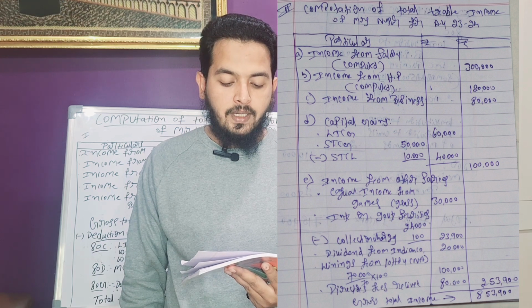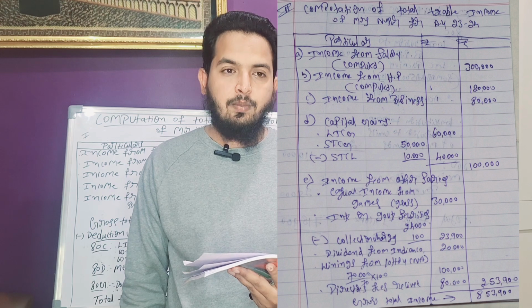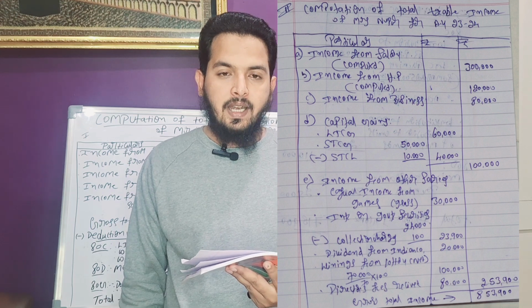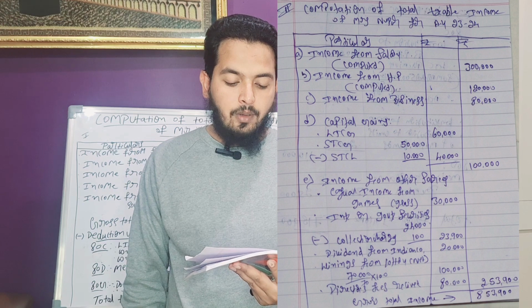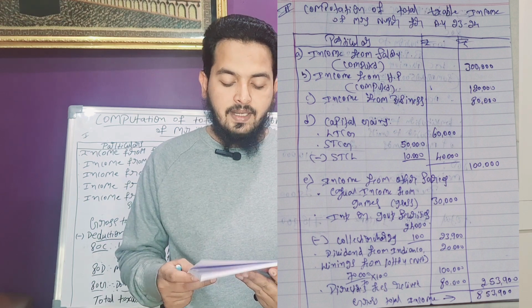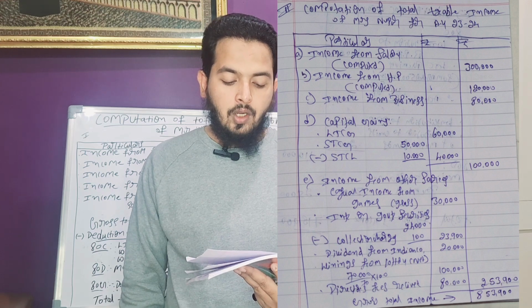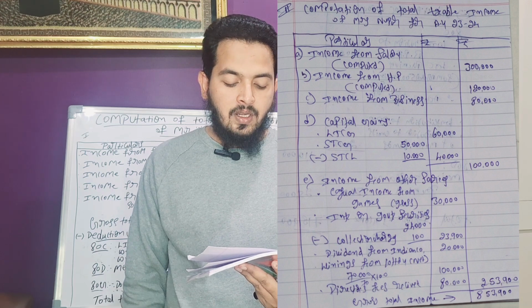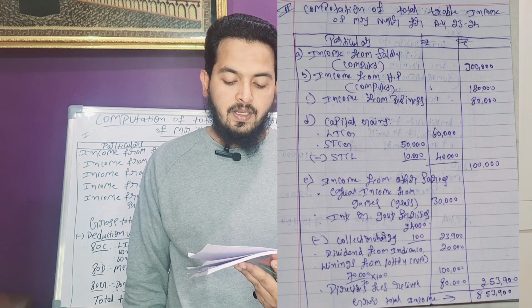Income from house property. See, in the previous problem you calculated rent from house property minus municipal tax minus standard deduction. Here you are not supposed to do all those things. So income from house property computed rupees 1,20,000. Then income from business, directly they have given rupees 80,000, write that. Capital gain, long term capital gain 60,000, short term capital gain rupees 50,000, short term capital loss rupees 10,000.